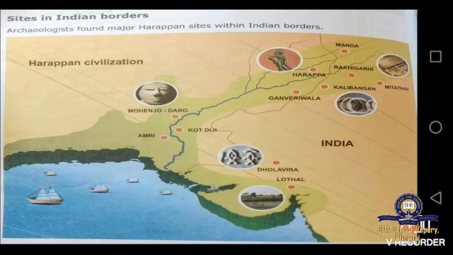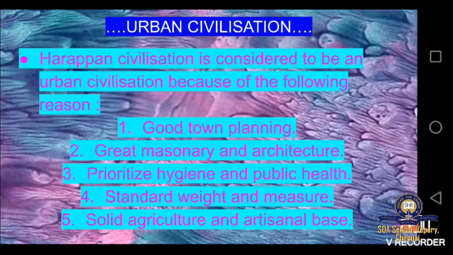These are some of the sites in Indian borders. Archaeologists found major Harappan sites within the Indian border. Some of them are Mohenjo-daro, Harappa, Manda, Dholavira, Lothal, Kalibangan, and more. These are some of the parts of Harappan civilization.